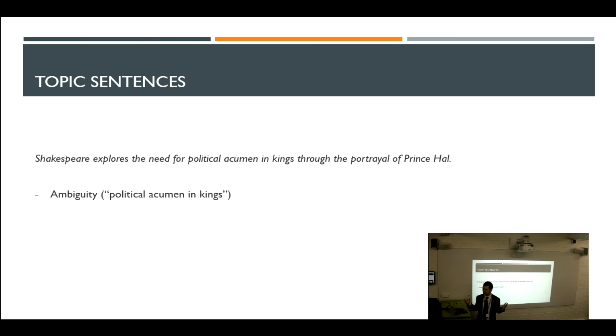Okay, so this is too vague. "Political acumen of kings." I'm not quite sure if this person knows what political acumen means. What specifically are they referring to? Because there's a lot of things that they could mean by political acumen. A lot of ways in which someone is either clever at being a politician or not. So strategy is one of them. Public appearance is another.